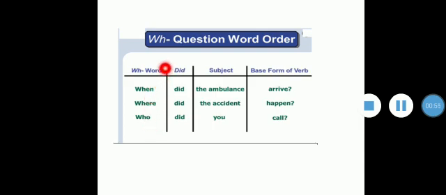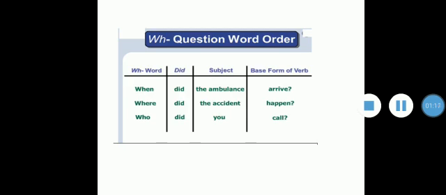We're going to start with the WH word, كلمة السؤال, when, where, who, how, and so on. Then we're going to put did, then we're going to put the subject الفاعل, then we're going to put the verb in the base form, and then a question mark or the complement of the sentence, then a question mark. For example, when did the ambulance arrive?